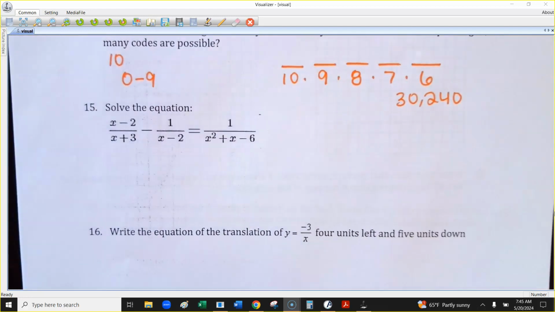Okay, now number 15, this is from our rationals unit, wants us to solve this equation. What should I do first here? Anybody remember? Okay.